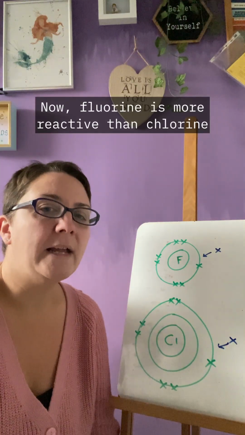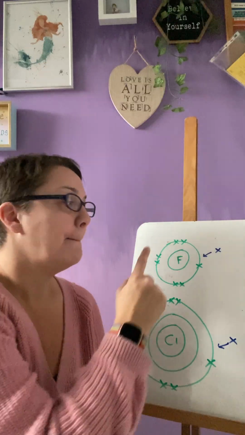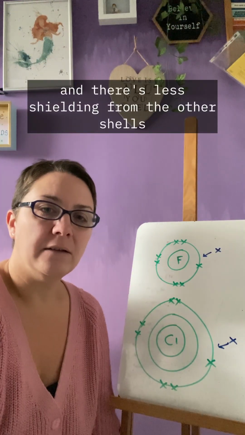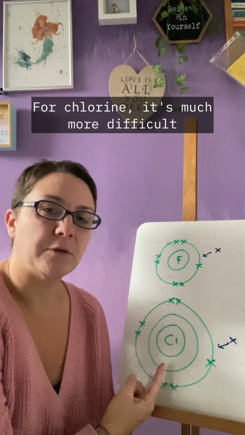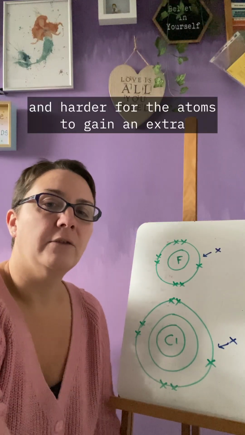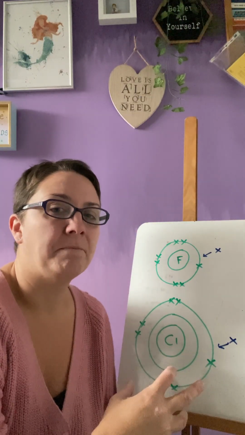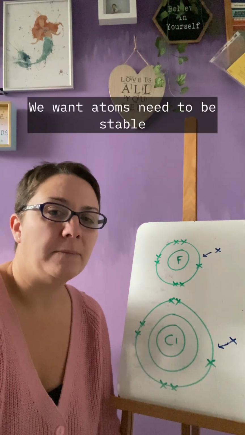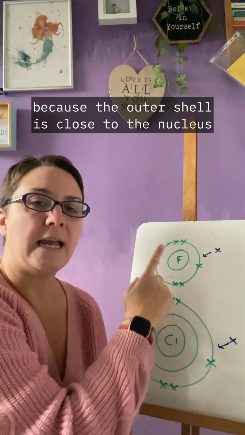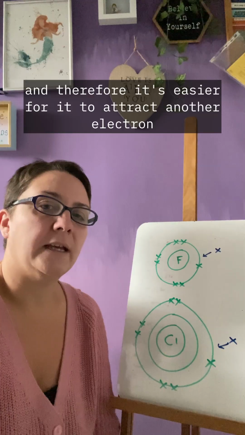Now, fluorine is more reactive than chlorine because it is easier for fluorine to gain an extra electron because it's close to the nucleus. So there's a stronger pull of attraction and there's less shielding from the other shells. For chlorine, it's much more difficult because it's further away. And as you imagine, as you go down the group, it's going to be harder and harder for the atoms to gain an extra electron to become an ion, to become stable. And that's what we need. Atoms need to be stable, so they're trying to gain or lose electrons to get there. So fluorine is more reactive because the outer shell is close to the nucleus and therefore it is easier for it to attract another electron.